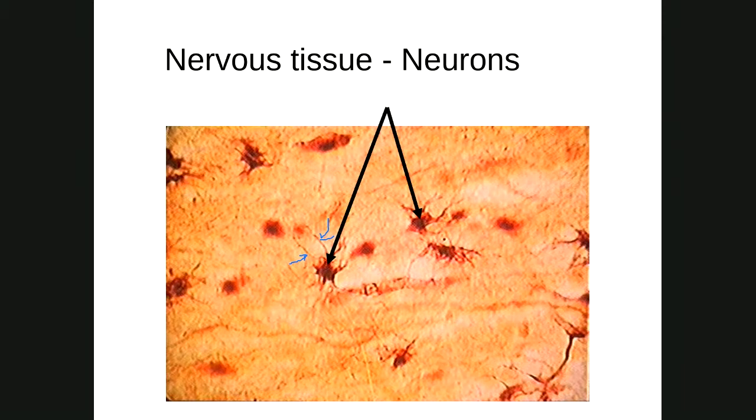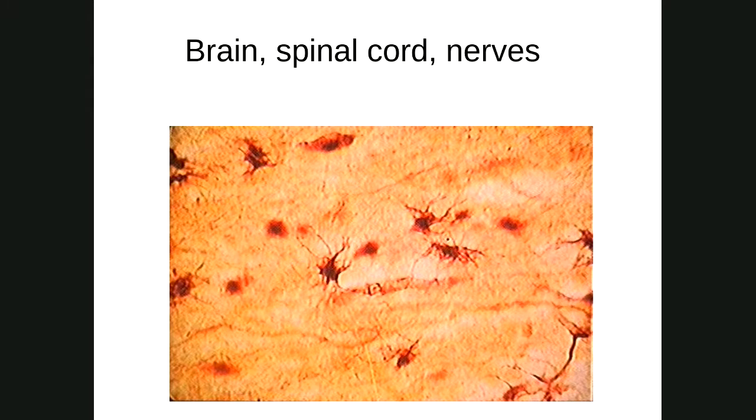And where do you find nervous tissue? Booyah. Brain, spinal cord, and nerves. Central nervous system and the peripheral nervous system.